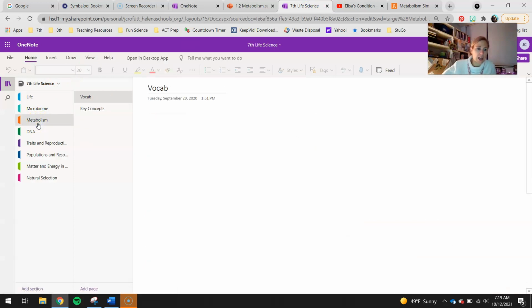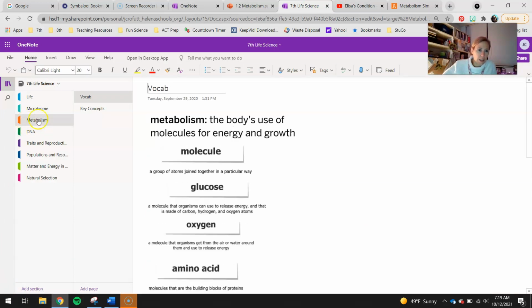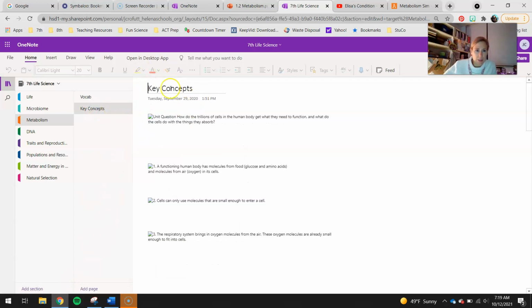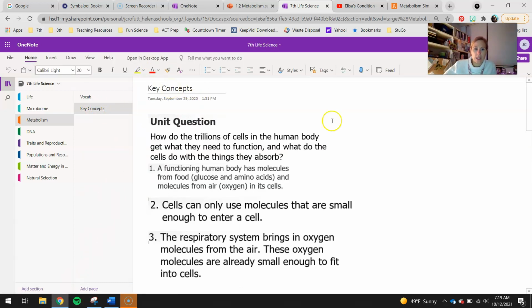So that should look like this. Here's my Add Section down here. I would have titled that Metabolism, and then it already had this page, so I titled it Vocab. And then I click Add Page, and I'm going to title that one Key Concepts. So those are your sections for this unit.